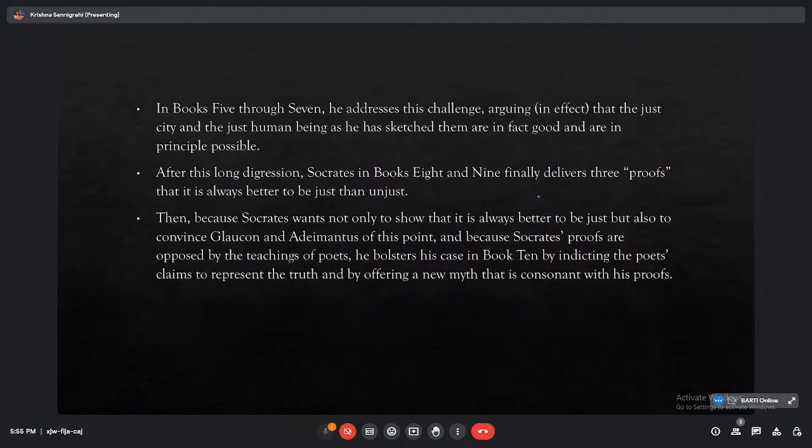In Books 5 through 7, he addresses this challenge, arguing in effect that the just city and just human being, as he has sketched them, are in fact good and in principle possible. After this long digression, in Books 8 and 9, finally he delivers three proofs that it is always better to be just than unjust. Then, because Socrates wants not only to show that it is always better to be just, but also to convince Glaucon and Adeimantus of this point, and because Socrates' proofs are opposed by the teachings of poets, he bolsters the case in Book 10 by indicting the poets' claims to represent the truth and by offering a new myth that is consonant with his proofs. So he is constantly proving the points which he has highlighted.